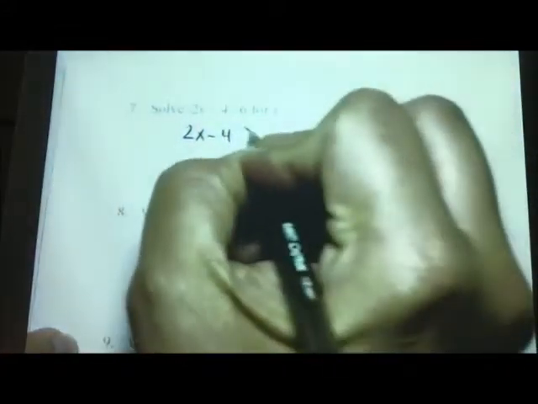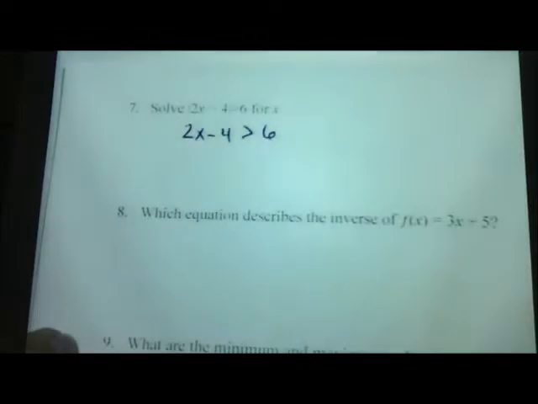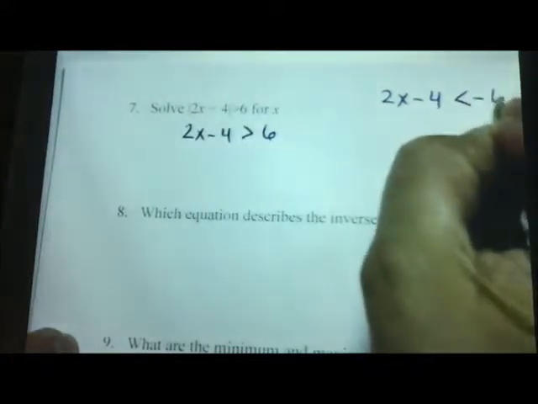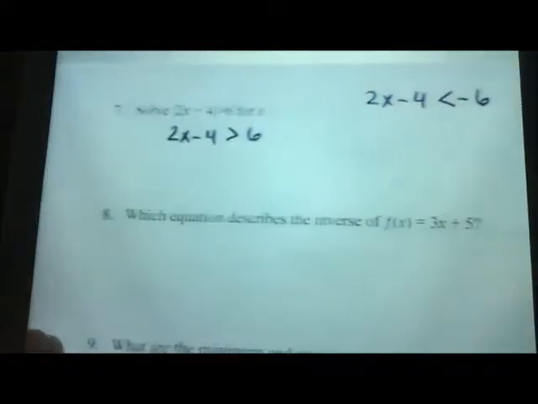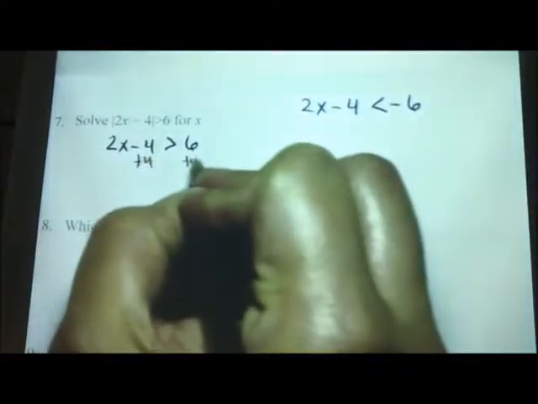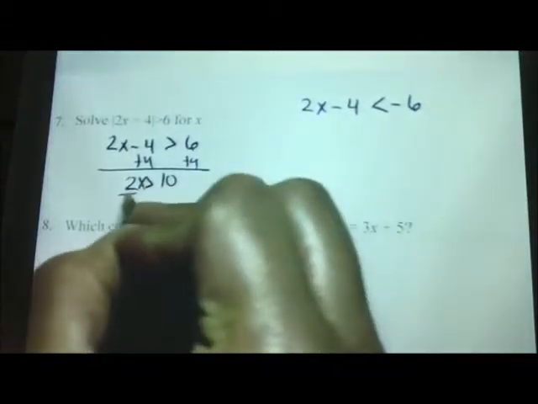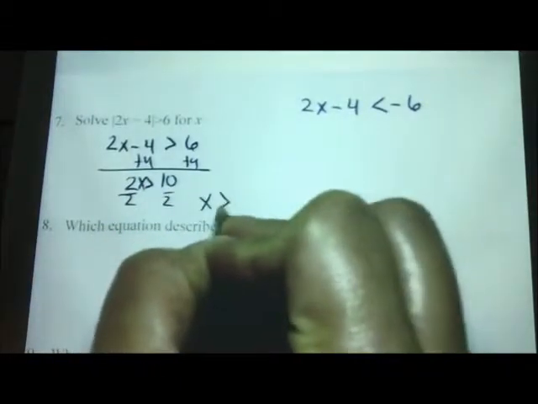So continuing on to number 7, when you have an absolute value with an inequality, please remember you have to break it into 2 problems. One that's exactly the same, and the other one would be when we switch the inequality and make this a negative. So we're going to have 2 answers. The first one, we add 4. 2x is greater than 10. Then we divide by 2, so x is greater than 5.